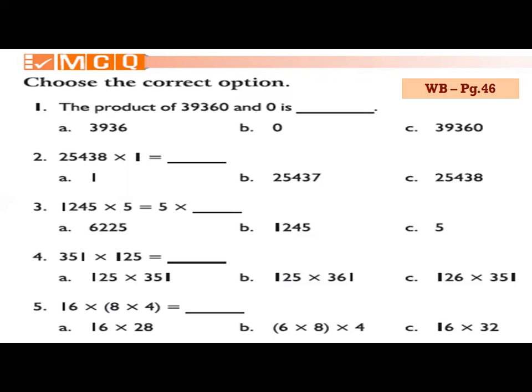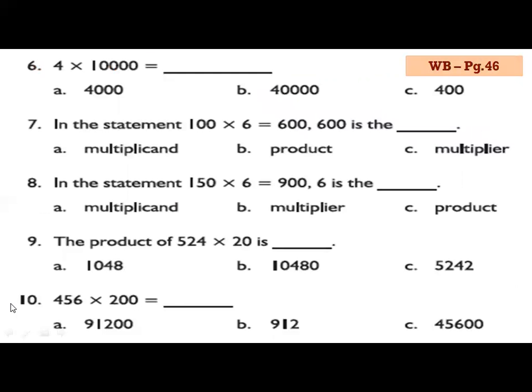So they are multiplying three numbers. So choose associative property and find the answer. Next, sixth question. 4 into 10,000. So 4 into 10,000. Find the answer.